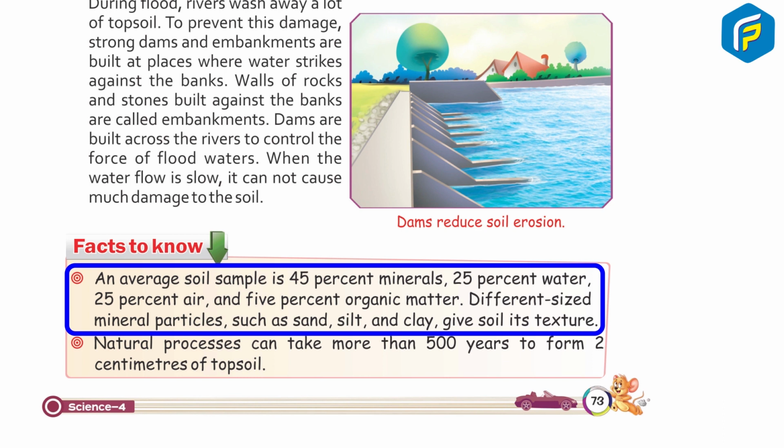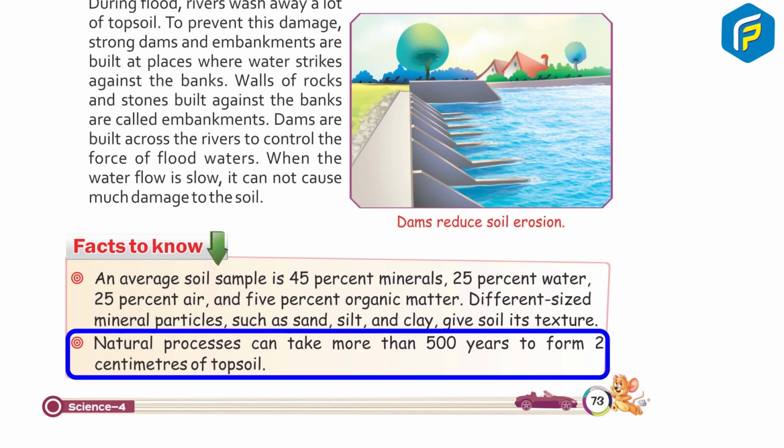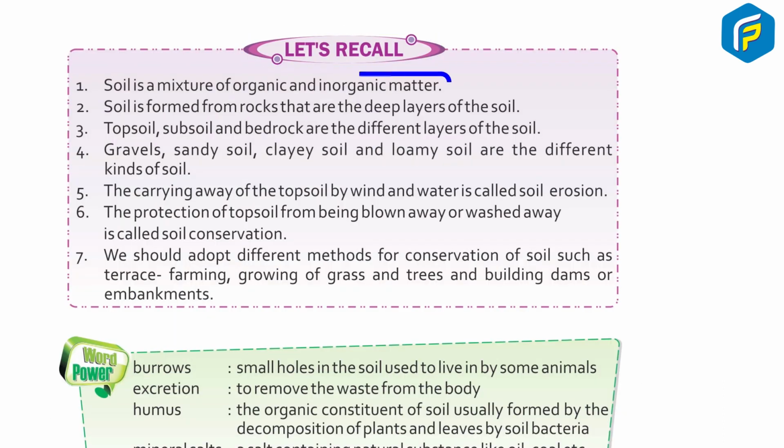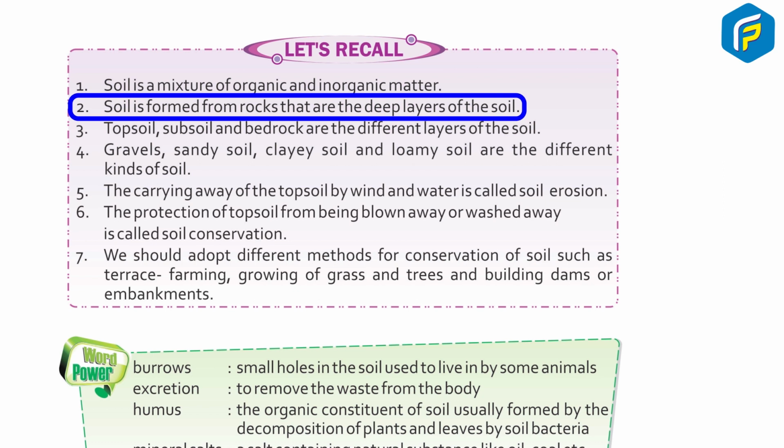Different sized mineral particles such as sand, silt, and clay give soil its texture. Natural process can take more than 500 years to form 2 centimeters of topsoil. Let's recall: 1. Soil is a mixture of organic and inorganic matter. 2. Soil is formed from rocks that are the deep layers of the soil.